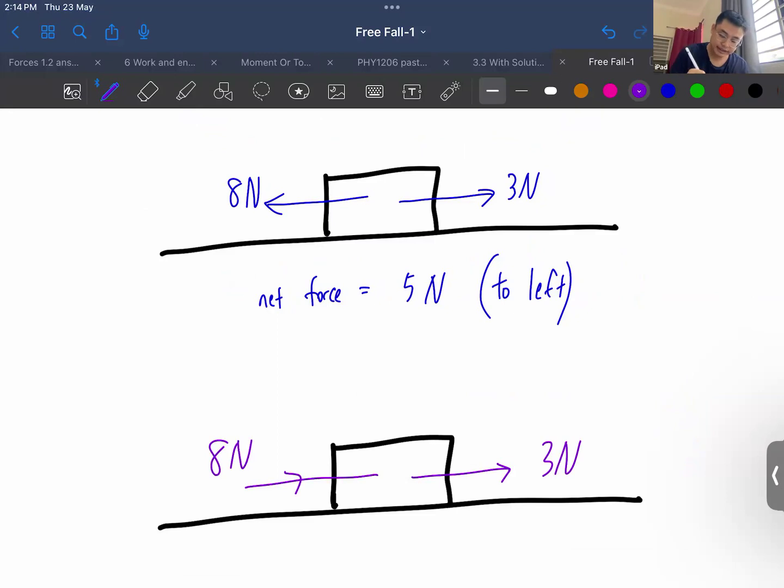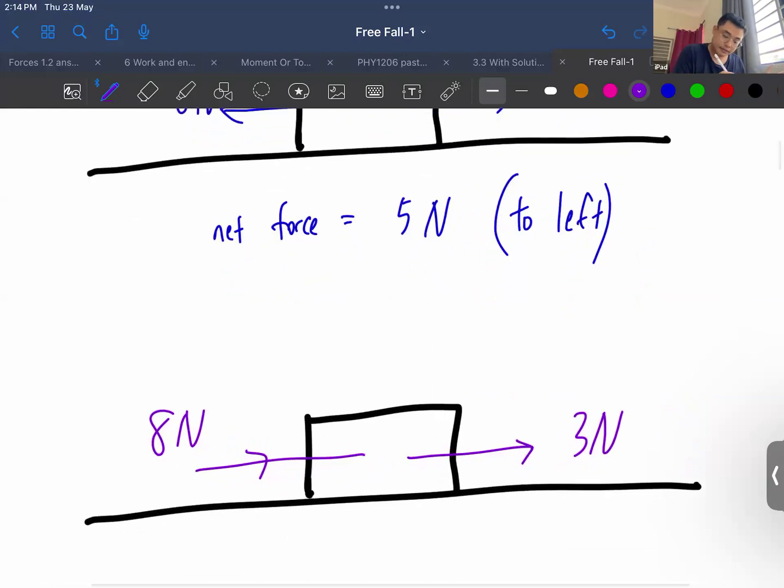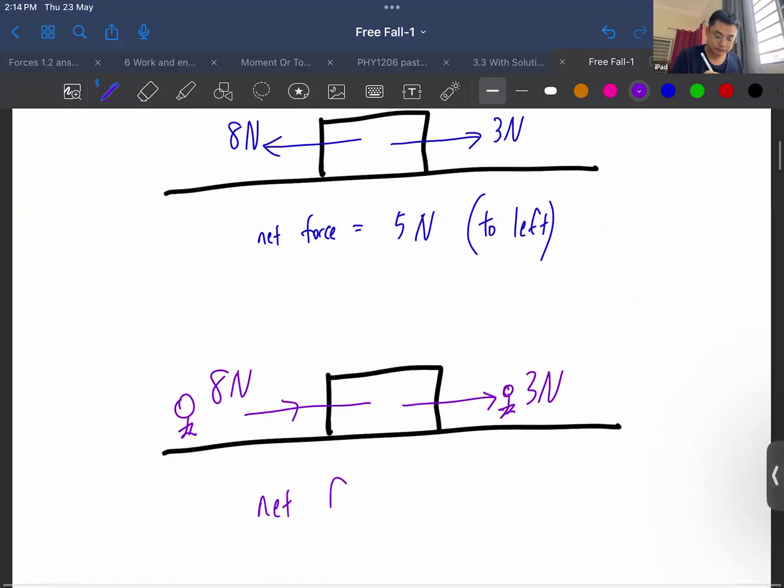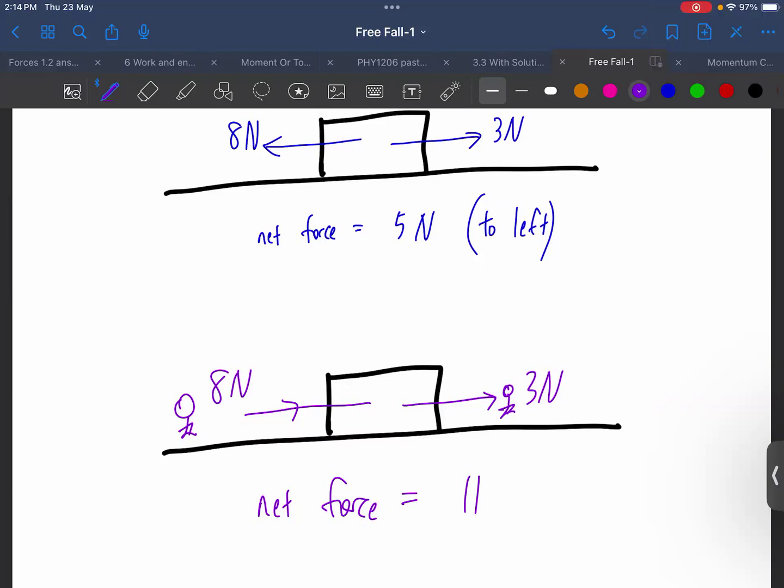Surprisingly, this time they are in the same direction. That means the people here want to push you to the right at 8 Newton, and another person is also pulling you to the right at 3 Newton. So what's your net force, by the way? 11. Can you tell me the unit as well and also the direction? 11 Newton, and to the right.